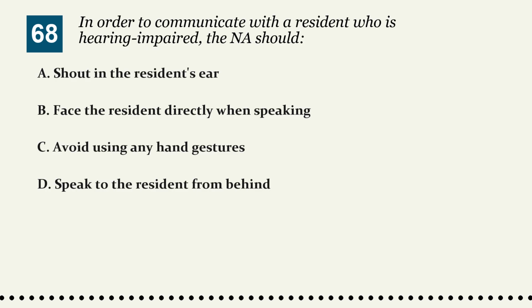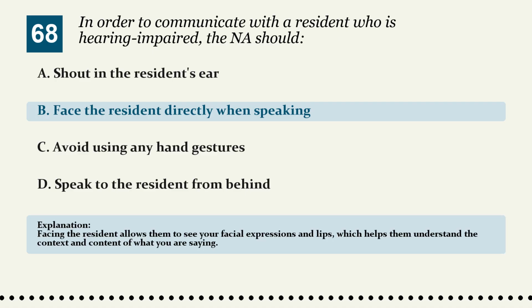Question 68. In order to communicate with a resident who is hearing impaired, the NA should: Option A. Shout in the resident's ear. Option B. Face the resident directly when speaking. Option C. Avoid using any hand gestures. Option D. Speak to the resident from behind. The correct answer is option B. Face the resident directly when speaking. Facing the resident allows them to see your facial expressions and lips, which helps them understand the context and content of what you are saying.